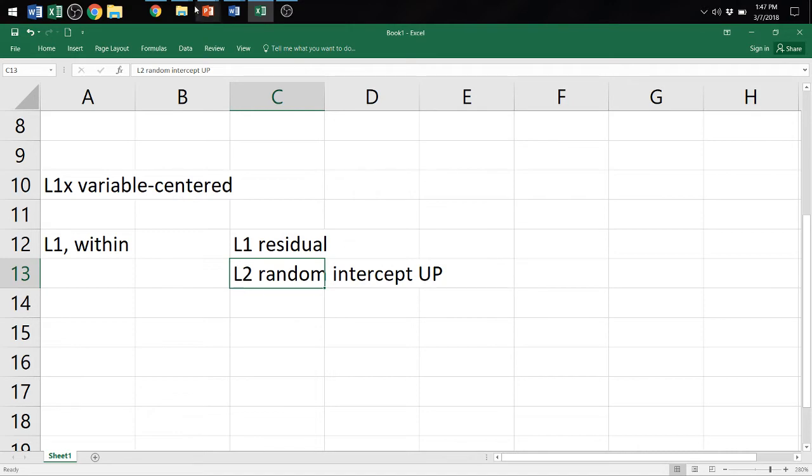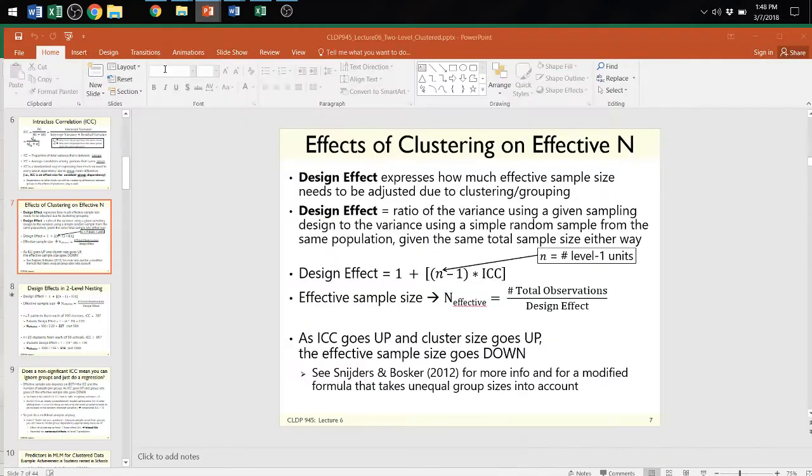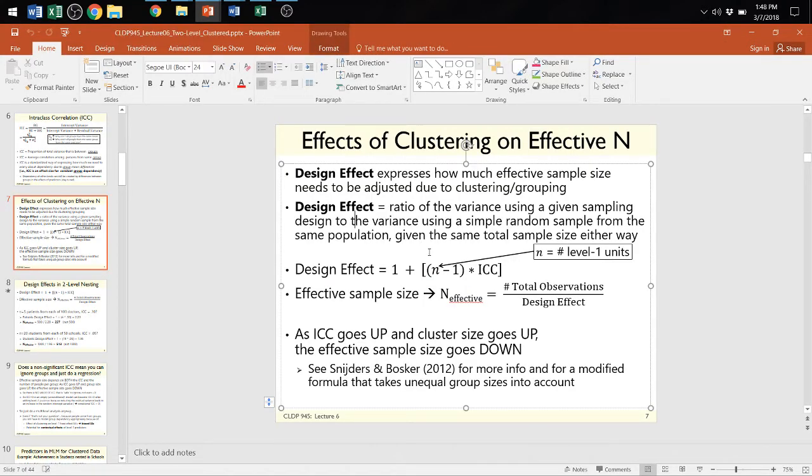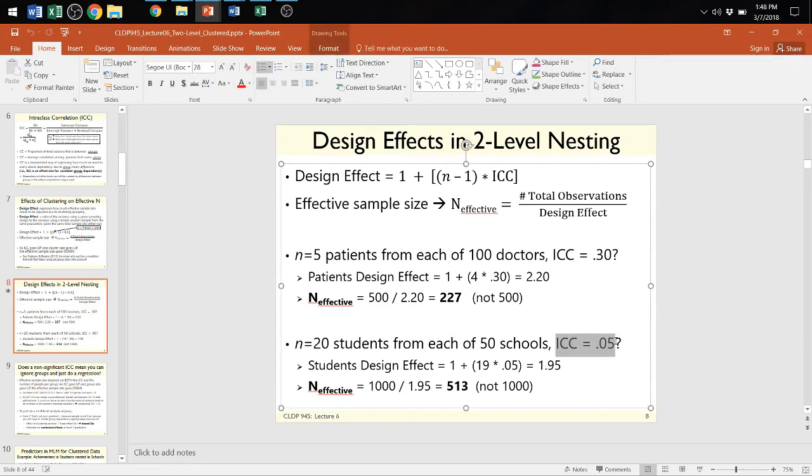So design effect is a way to try and anticipate what the effect of your clustering is going to be and then build that into your power process. Try and figure out how many schools you need. So even if your interclass correlation is very small, if you have a lot of level 1 observations per level 2 unit, you have a big design effect.